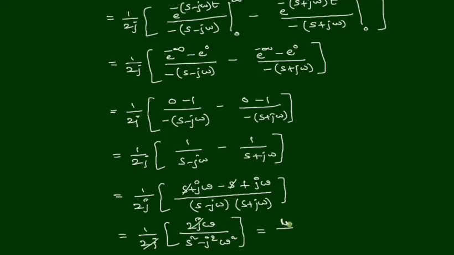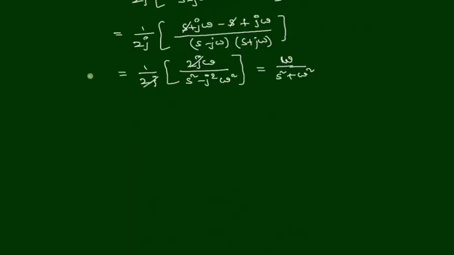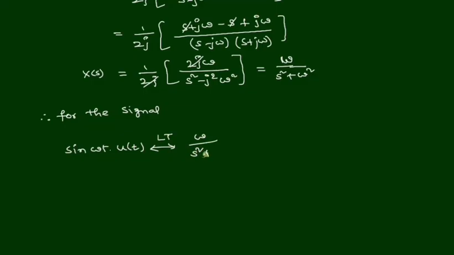Then the expression becomes omega by s square plus omega square. So j square value is minus 1 and minus of minus becomes plus. So this gives X of s. Therefore, for the signal sin omega t multiplied with u of t, the Laplace transform is omega by s square plus omega square, and the ROC is s greater than 0.